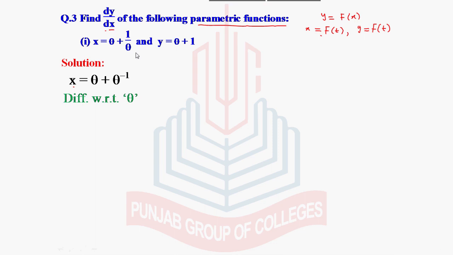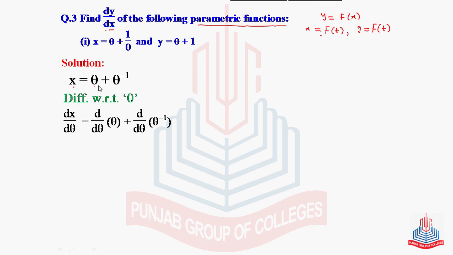So differentiating with respect to theta, as x is the function of theta, so we have to calculate change in x with respect to theta. So dx by d theta will become d by d theta of theta and d by d theta of theta raised to the power minus 1. By using our sum theorem, applying derivative on both of these two functions separately, now derivative of theta will become 1 and derivative of theta raised to the power minus 1, by using our power rule, is minus 1 theta raised to the power minus 1 minus 1, which will become minus 2.